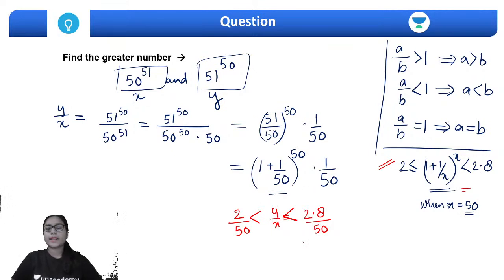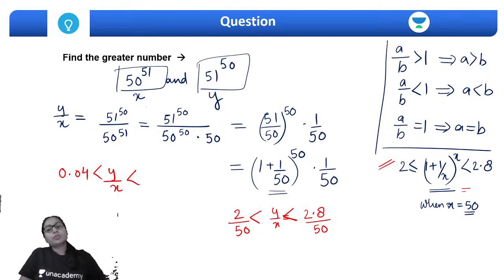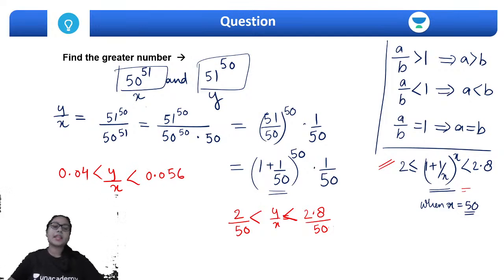Okay, so I can simplify this further. 2 by 50 will be 1 by 25, which means 0.04. And for the upper bound, this is 2.8 by 50. If I solve this, I will get 0.056. Hence we get that y by x is less than 1.